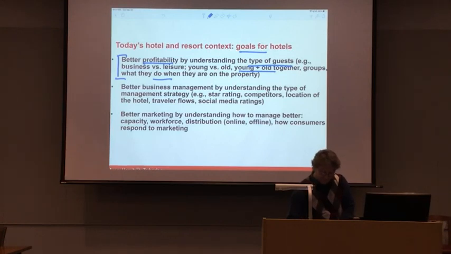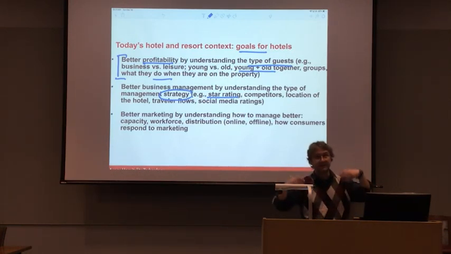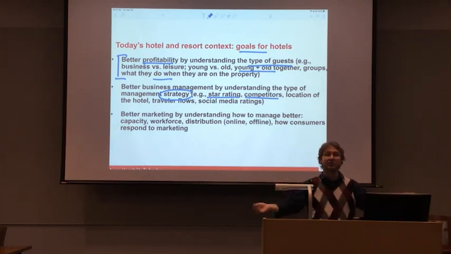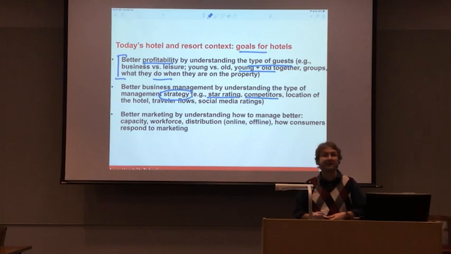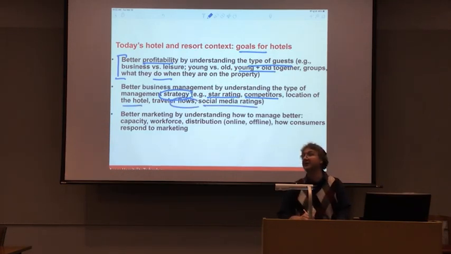Better business management comes from understanding the type of management strategy that the hotel is trying to employ. Like what kind of star rating does the hotel have? Would you manage it differently if you were a 2-star hotel versus a 5-star hotel? Probably, because the guests have different expectations because of the price points that you're providing and the amenities that they receive. What are the competitors? Okay, do you understand the competition? Is it direct competition? Now we have another layer because of Airbnb, right? So hoteliers are concerned about that as well. Location of the hotel, traveler flows, social media ratings, and all that stuff, right?